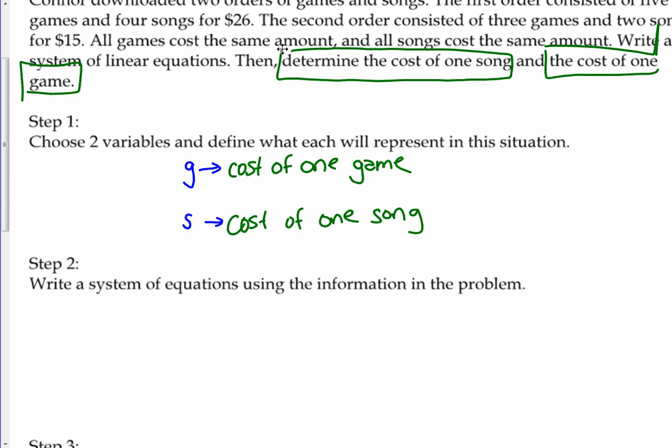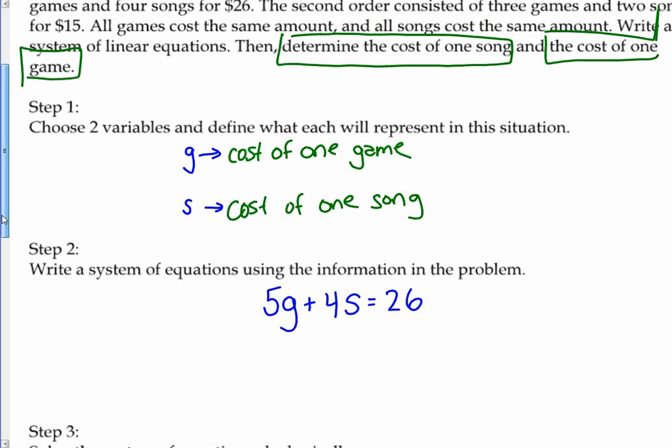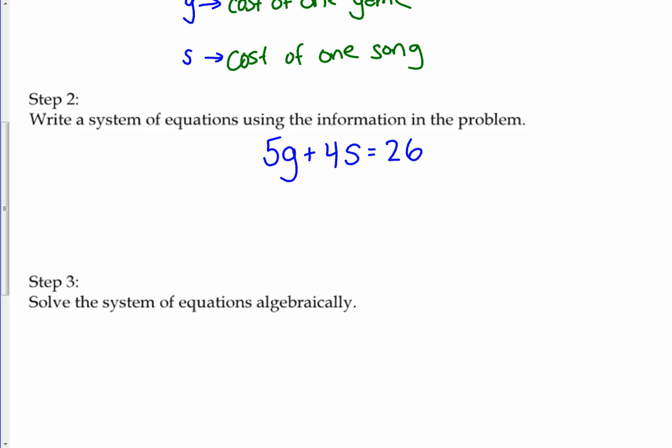Okay, what's your first equation? 5G plus 4S equals 26. What's the second equation? The second order consisted of 3 games and 2 songs cost us $15. Okay. You guys can solve this on your own if you want. The notes I could put up on the website. I just want you to practice writing the equation for now. Okay? Let's turn the page.